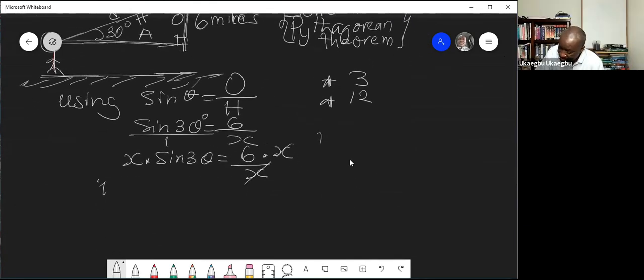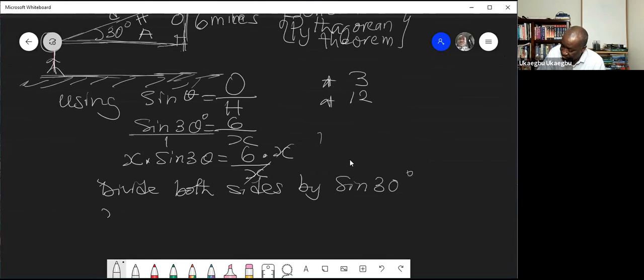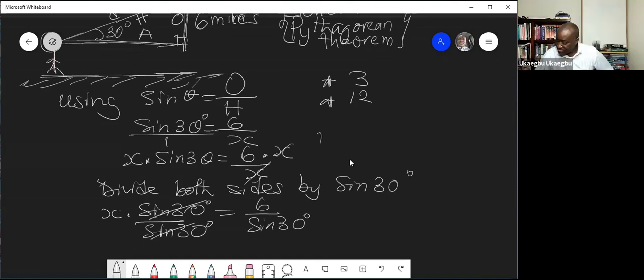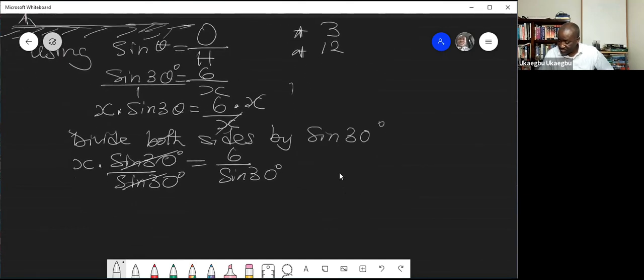Okay, go ahead. So from there, I can divide both sides by sine 30. So that is going to give us x times sine 30 divided by sine 30 is equal to 6 divided by sine 30 degrees. Everything is in degrees. Yeah, that's correct. So then you can just put that into the calculator. The 6 crosses out. Then you can directly put it in a calculator.